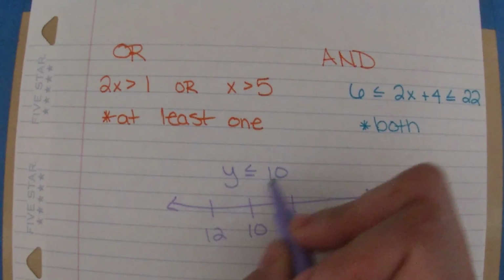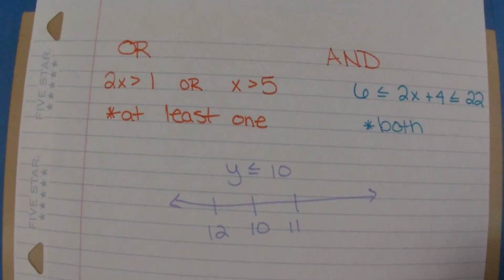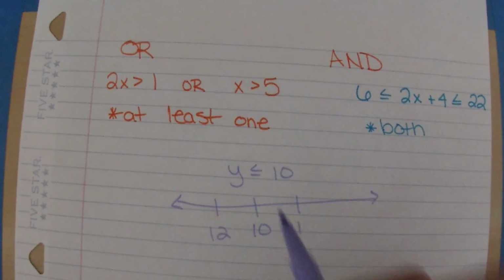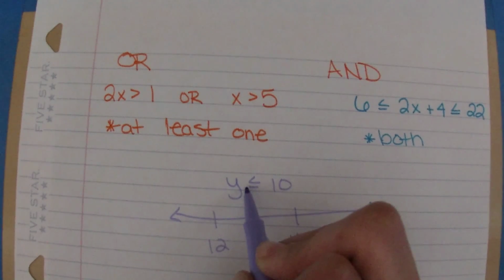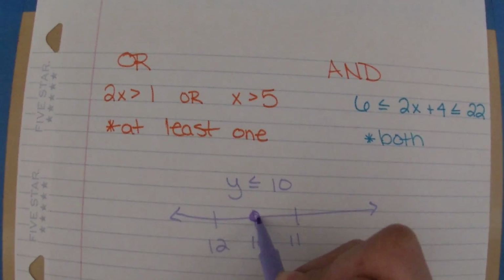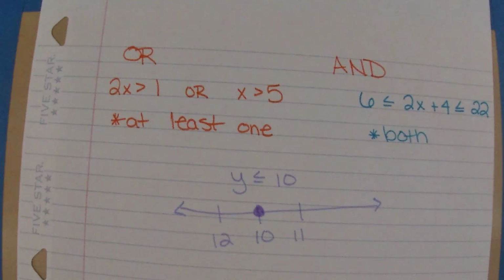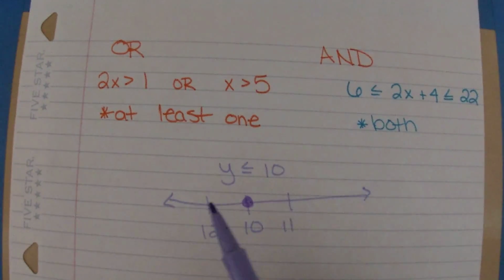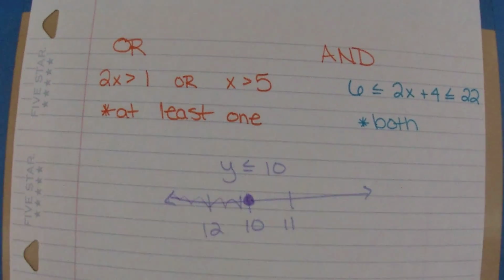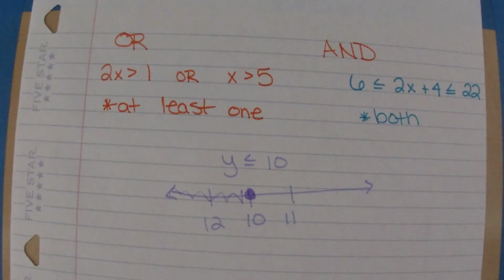Okay, so remember, we would have to consider an open circle or a filled-in circle at 10, and that would be based on this inequality symbol. So when it was an or equal to, that meant we wanted a filled-in or a solid circle. Okay, and anything that was less than, we would shade to the left. Anything that didn't have the or equal to would be an open circle, and anything that's greater than, we would shade to the right.